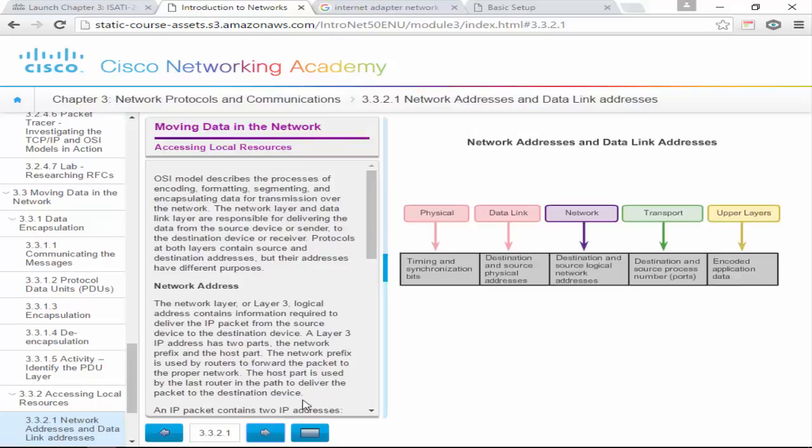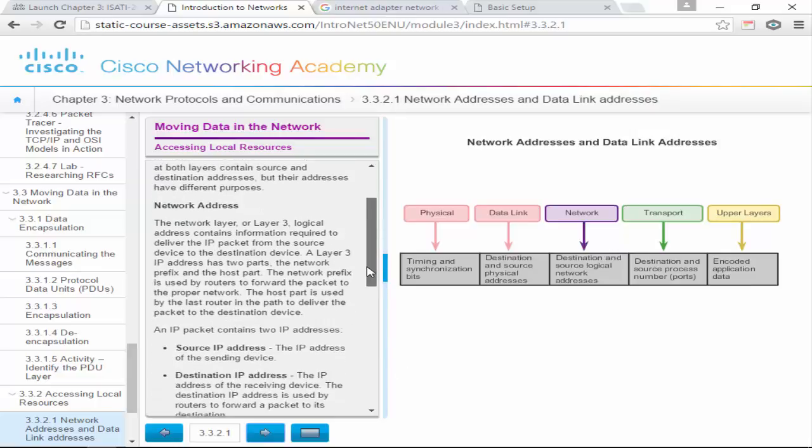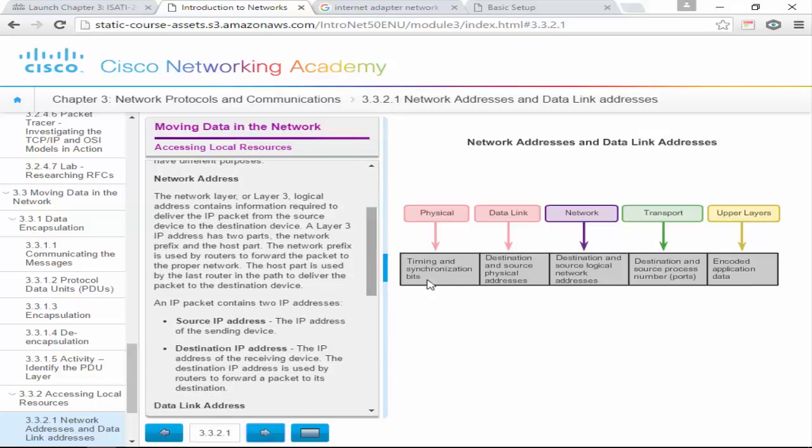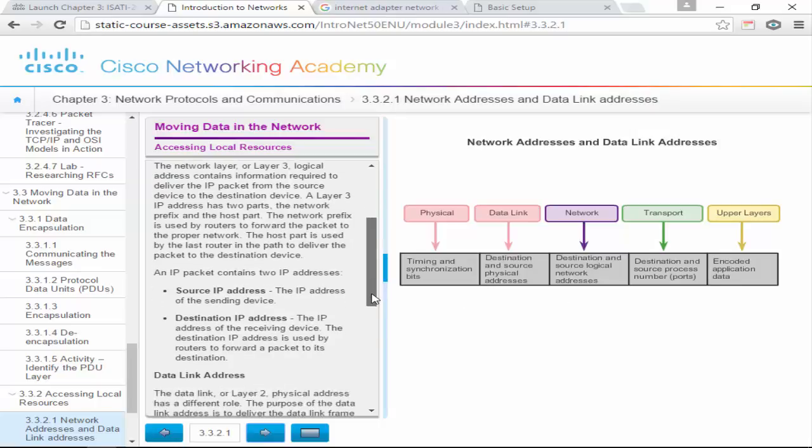Alright, network addresses and data link addresses. Network layer is what we call layer 3. And the network addresses, I've talked about this before, are the source IP address and the destination IP address, right? Where it's coming from, and where it's going. Such as if I'm going to Google, my destination is 8.8.8.8, and my source address is 192.168.1.1, or whatever my IP address is.